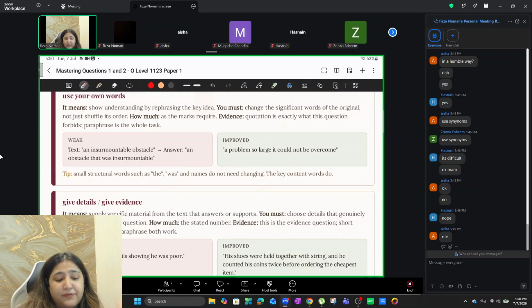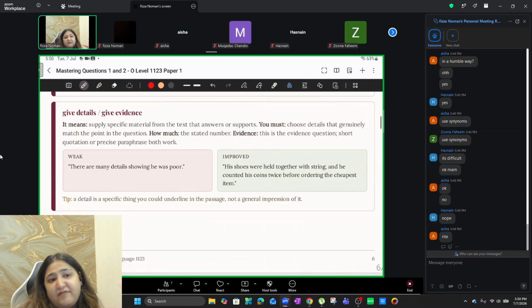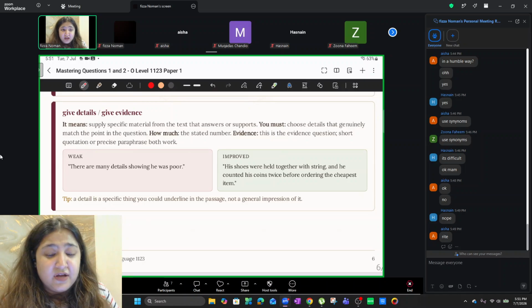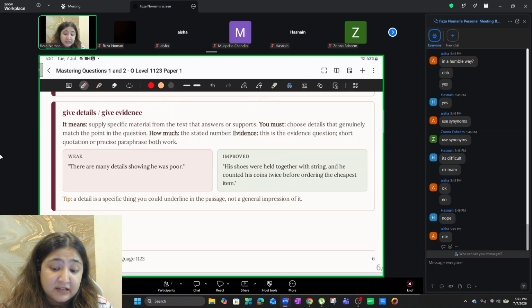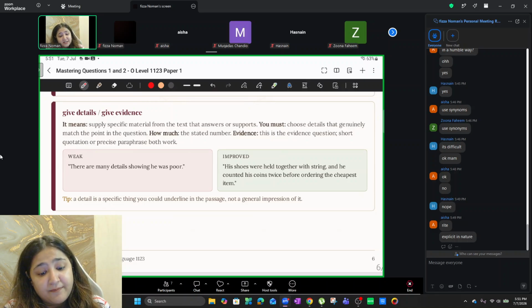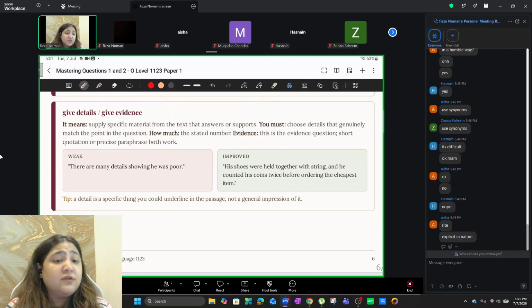The keywords, all right? Then we have give details, give evidence. It means supply the specific material from the text that answers or supports. So it's quite head on and very specific that way, right? It simply tells you straight away that your answer needs to be quoted from the text because you have to give evidence. So you must choose details that genuinely match the point in the question. How much? The stated number. Evidence, this is the evidence question, short quotation or precise paraphrase, both work. If it requires an explanation, you do that as well.